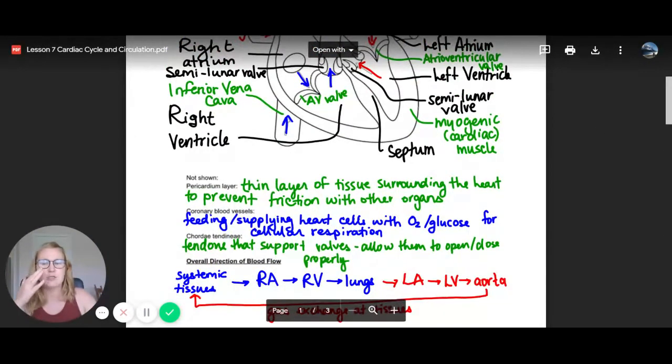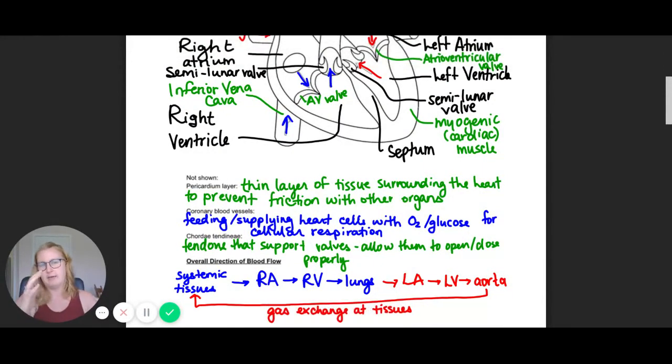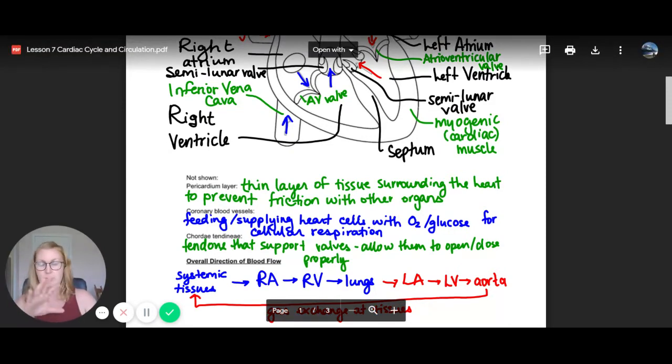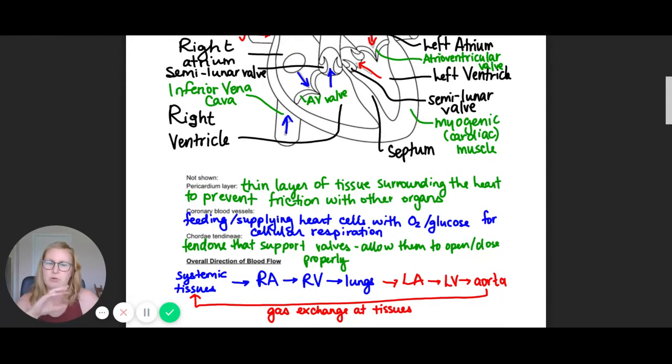There's also some things not actually shown here because this picture of the heart is essentially a cross section. So I've taken the heart and I've cut it so that we can see inside to all the chambers. So not shown in here is the pericardium, which is a very thin layer of tissue around the heart. Basically, it's to prevent the heart rubbing against any other organs, specifically the lungs and the rib cage, which are sort of right on top of the heart and covering it.